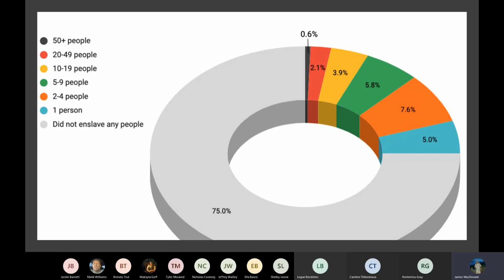Okay, so when we're talking about the 25% that own slaves, in that group, only 1/2 of 1%, 0.6%, own 50 or more slaves. The typical slave-holding group in the South would own, 5% would own 1, about 8% would own 2 to 4. So you're talking here, this group, 6, 8, and 5, would be the most prevalent appearance of slave ownership in the South.